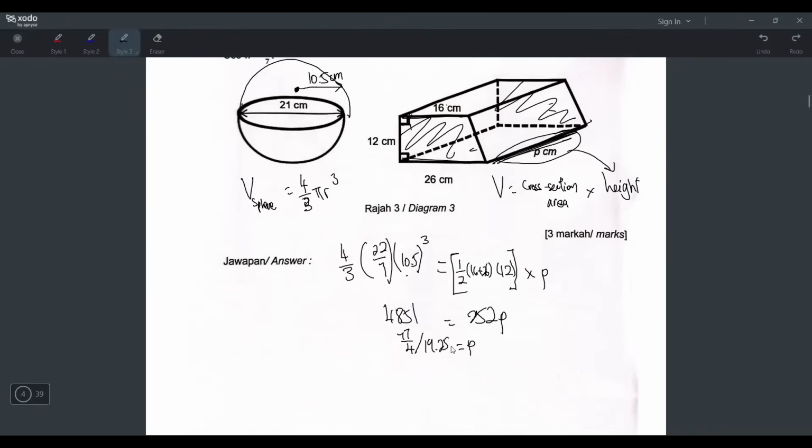Okay, everything is in cm, right? So this one will come out in cm also. Okay, so that is the answer. Done?